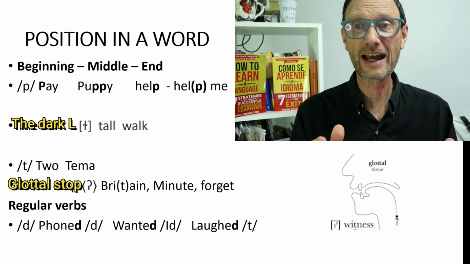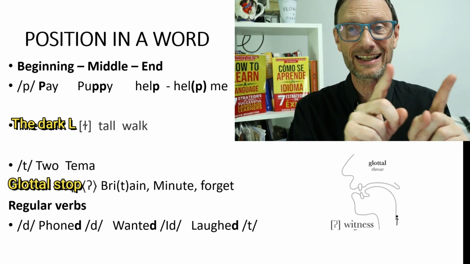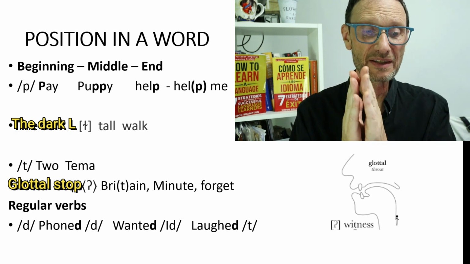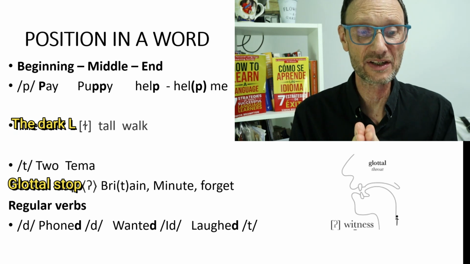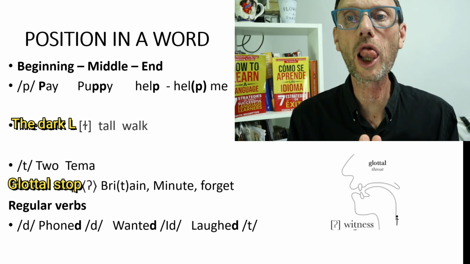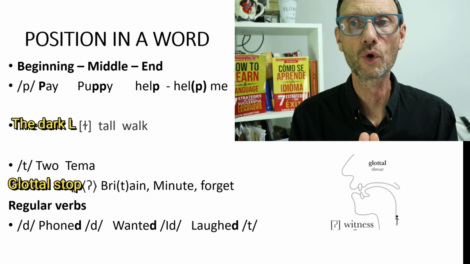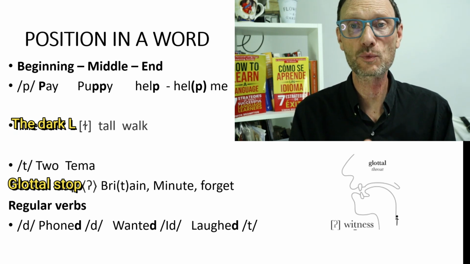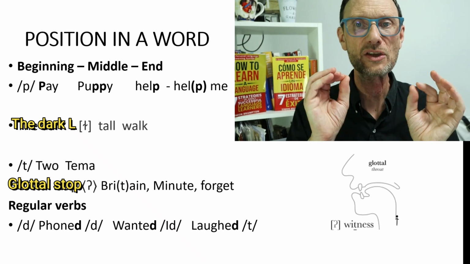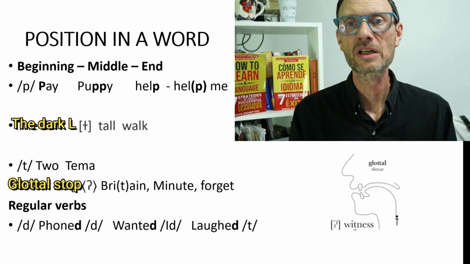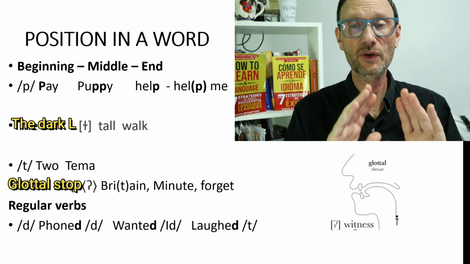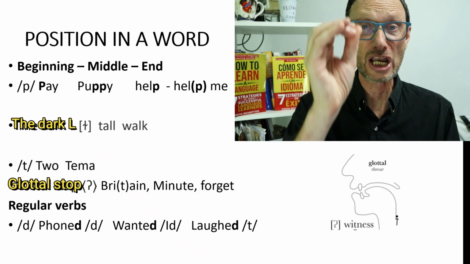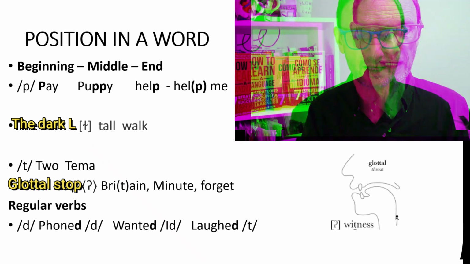Now, this is why we have the dark L, because a dark L is at the end of a sentence, or sometimes in the middle, but you can hear it much better at the end. So instead of being tall, it's tall, or walk. And in fact, in this case, walk, you can hardly hear the L. To learn the pronunciation of all these letters, there is another specific video for each letter. So don't worry right now.